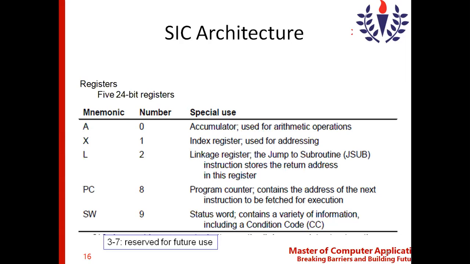So while numbering, we have 0, 1, 2, then 8 and 9. 3 to 7, these numbers are reserved for future use. Especially we use them in the SIC/XE machine; when the SIC/XE was released after SIC, those numbers were used for that purpose.